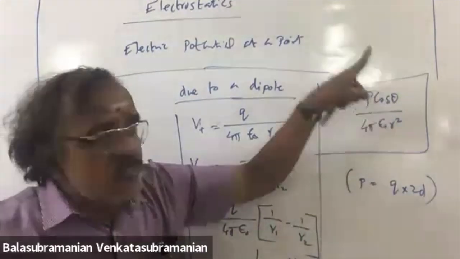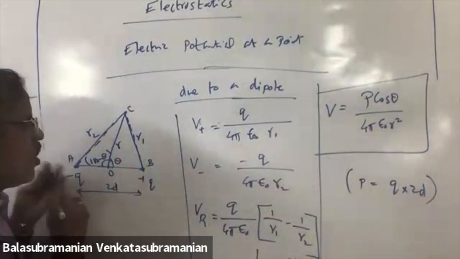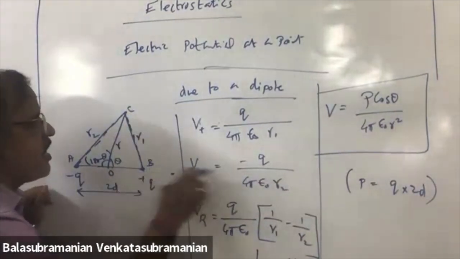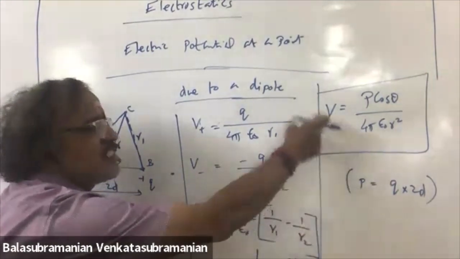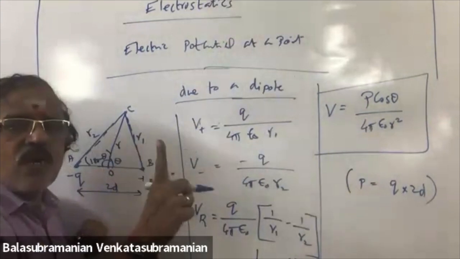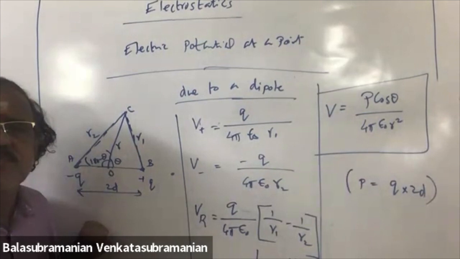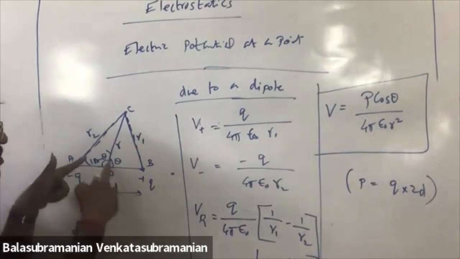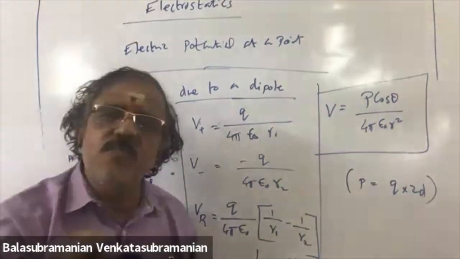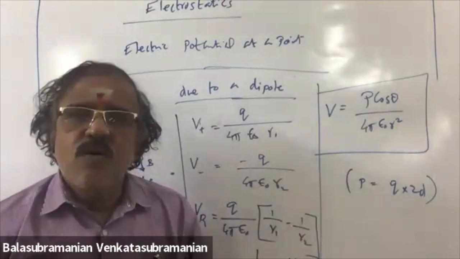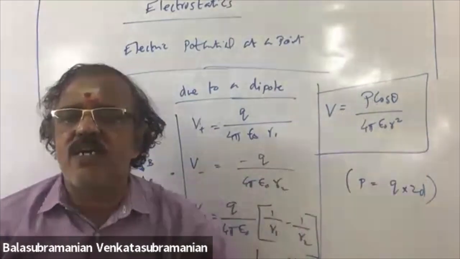Now theta you put 0. That means minus Q and plus Q along the same line, and you have the point C at theta 0. Then potential is maximum. Cos 0 is 1, so P by 4 pi epsilon naught R square. No, sir, it is on the other side here. I can put theta is equal to 180. Cos 180 will become minus 1. So the answer will be minus P by 4 pi epsilon naught R square.